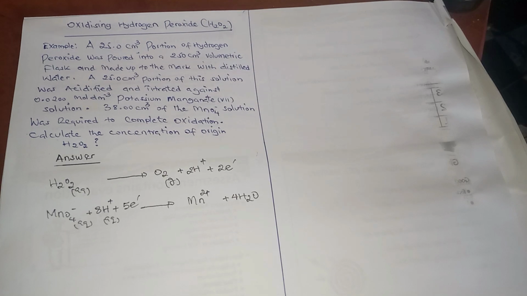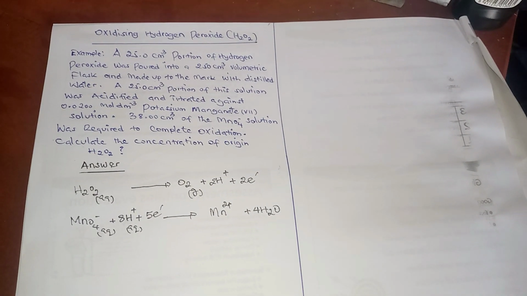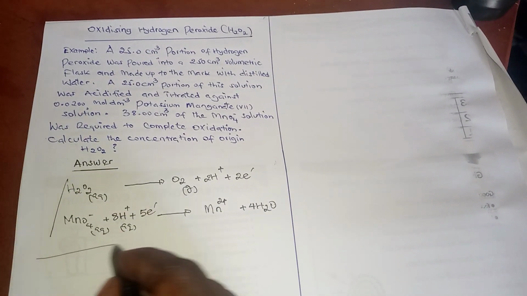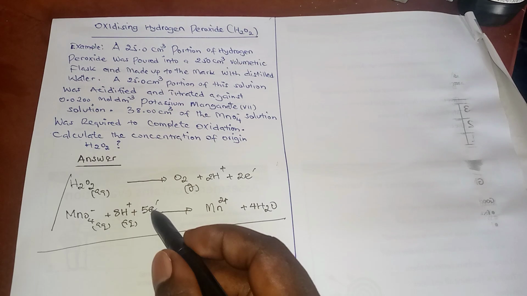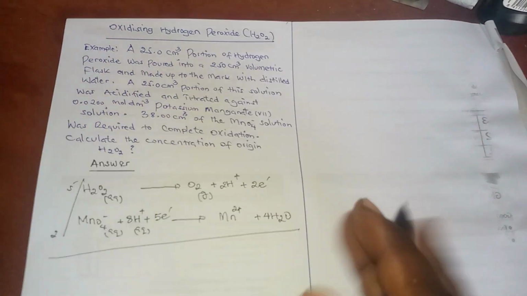The next step is to balance now. We are going to balance our equation together. That is the overall equation. So as you see, here we have 2 electrons. For here we have 5 electrons. So it means you put here 5 and here becomes 2.